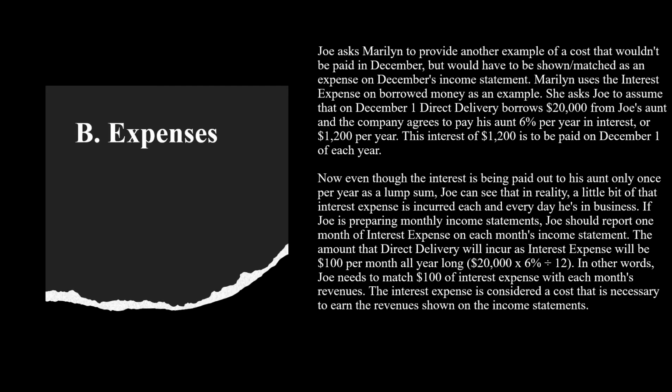Now, even though the interest is being paid out to his aunt only once per year as a lump sum, Joe can see that in reality, a little bit of that interest expense is incurred each and every day he's in business. If Joe is preparing monthly income statements, Joe should report 1 month of interest expense on each month's income statement. The amount that direct delivery will incur as interest expense will be $100 per month all year long, $20,000 x 6% divided by 12. In other words, Joe needs to match $100 of interest expense with each month's revenues. The interest expense is considered a cost that is necessary to earn the revenues shown on the income statements.